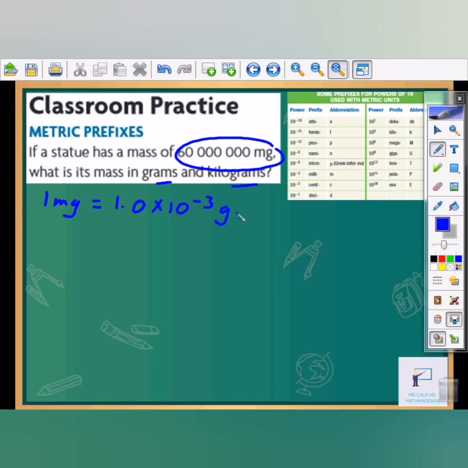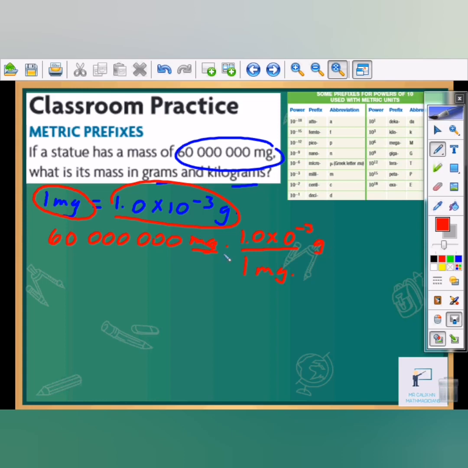And if I have 60 million milligrams, I will copy it here with another color. 60 million milligrams. And I want to make a conversion. What I do is that I make a quotient bar. Okay, in other words, dividing. So I copy the same SI unit I have in my denominator so that I can cancel it, 1 milligram, and then I copy what is equal to. Is equal to 1.0 times 10 to the negative 3 grams.